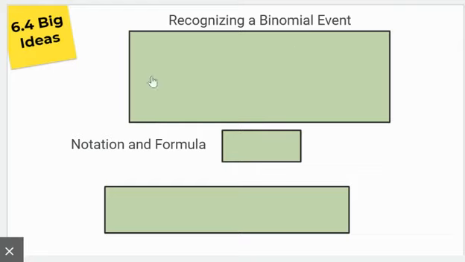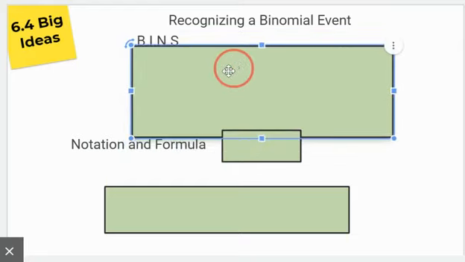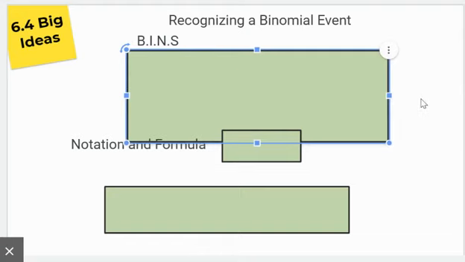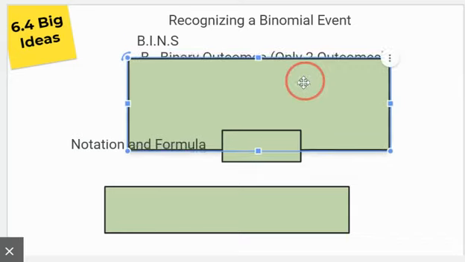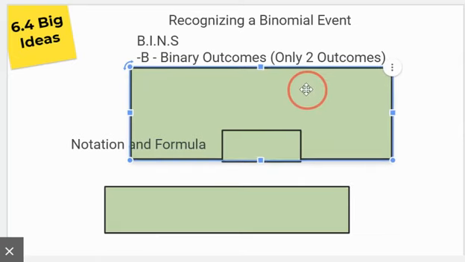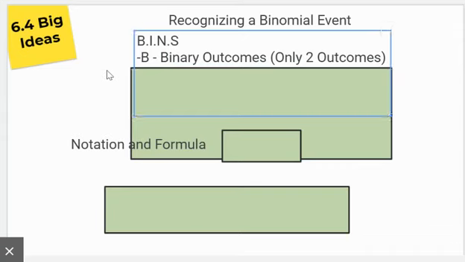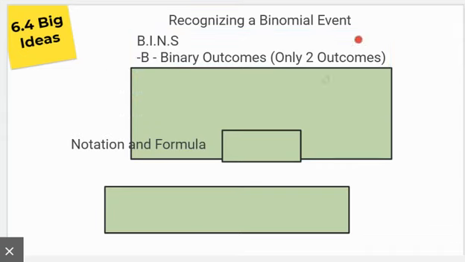Well, we're going to use an acronym, and that acronym is BINS, B-I-N-S. And I'm going to tell you what BINS stands for. Let's start with the B. The B stands for binary outcomes. Binary outcomes. In other words, there are exactly two outcomes. Now, we call those two outcomes a success and a failure.